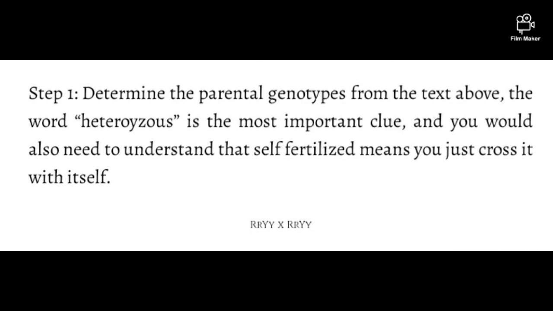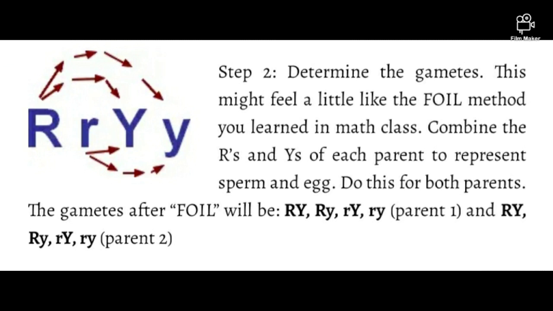First of all, we should understand what the word heterozygous means. It means that it contains two different gene alleles. And another clue given in this question is that it is self-fertilized, so it will be crossed with itself. So both parents will have the same genotype. Next, we need to determine the gametes.